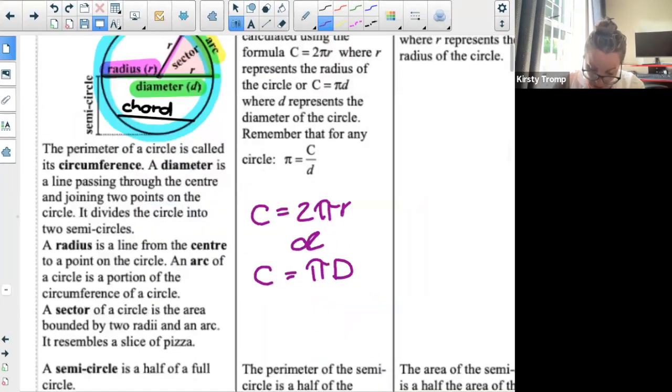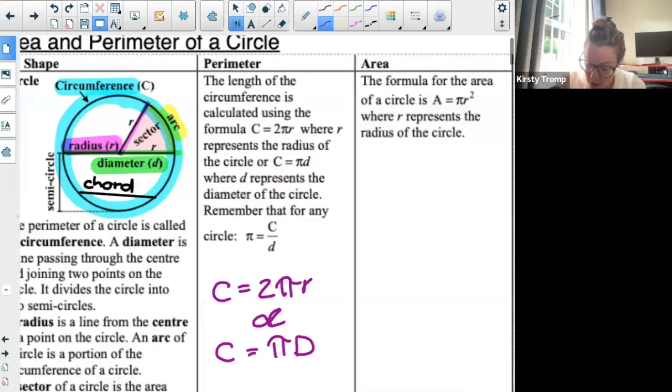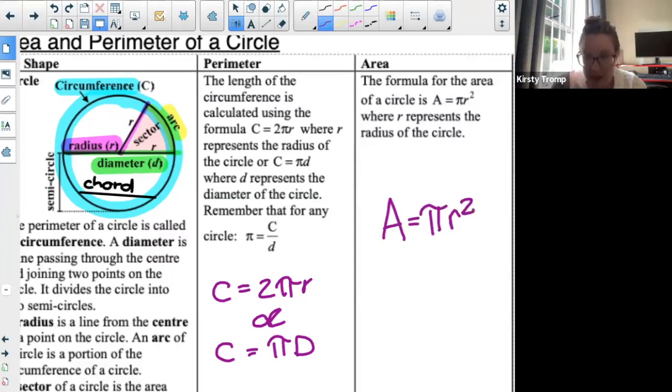Right, area. The formula for the area of a circle is A equals pi r squared. Now, how are you going to remember the difference between these two, guys? How are you going to remember which one is for the circumference and which one is for the area? Well, when we calculate area, what are our units always in? They're always in units squared, or centimeters squared, or meters squared. So we need to remember that the area is equal to pi r squared. And we're going to practice tonight using that formula a whole lot.